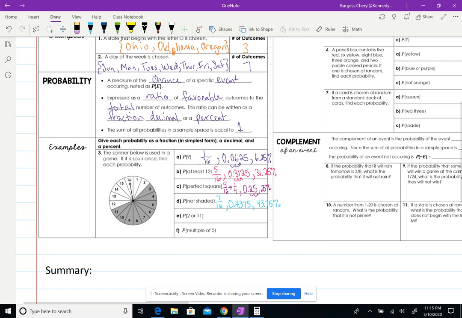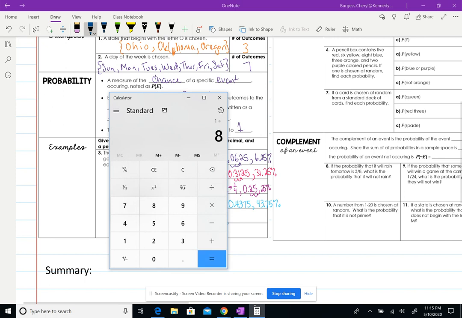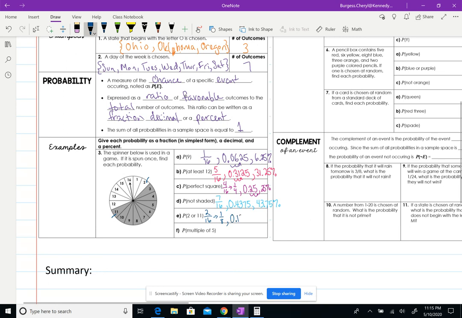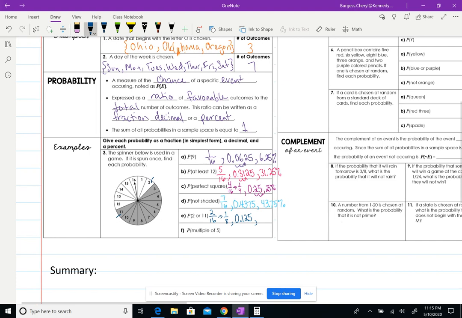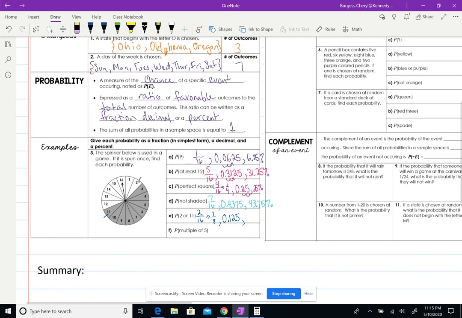Let's do part E. Probability of spinning a 2 or an 11. So how many 2s are on the board? Just 1. How many 11s? Just 1. So that's 2 spaces out of 16, which reduces to 1/8. 1/8 as a decimal. 1 divided by 8 is 0.125. And 0.125 as a percent is, oh, hold on. I'm losing my pen here. 12.5%.